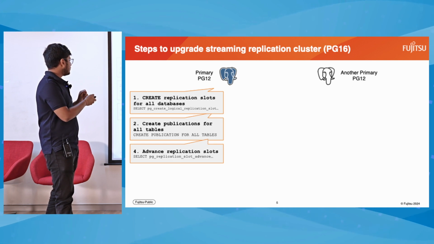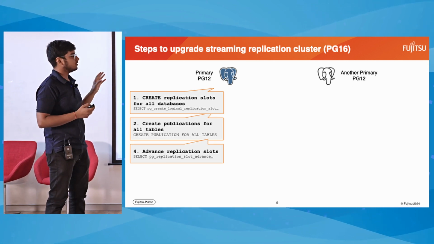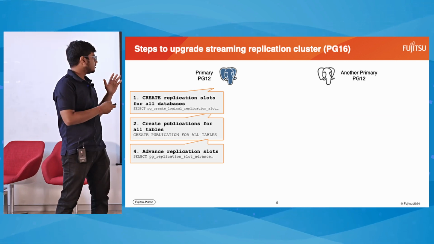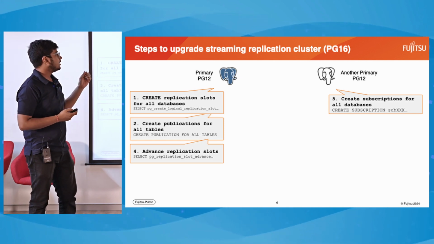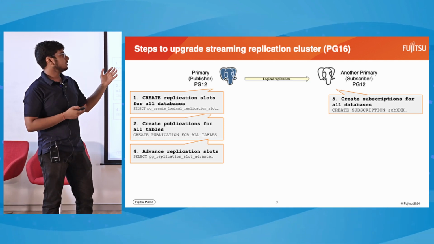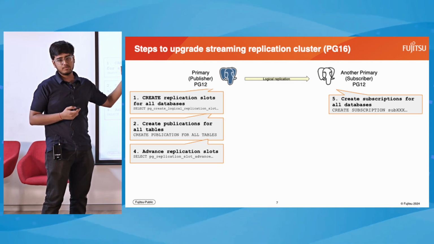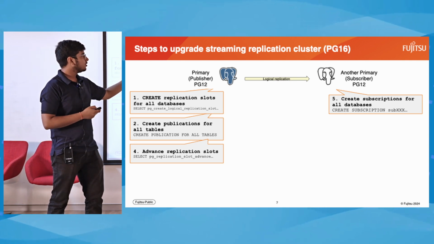In the next step, for all the replication slots, we will advance the replication slot to that particular LSN value that we read previously. Now we create a subscription for all the databases. So now logical replication will be set up between node 1 and node 2.